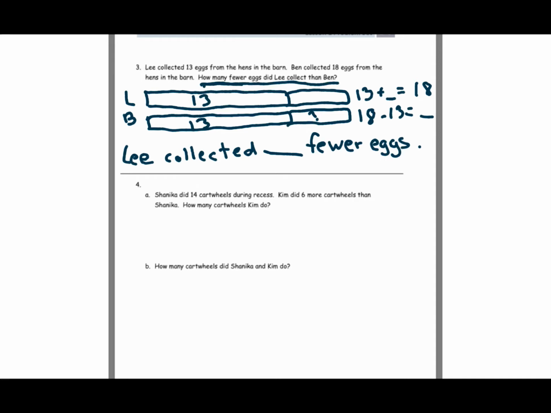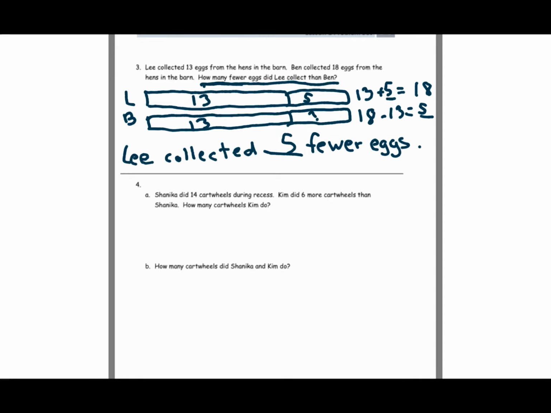Okay, boys and girls, I'll give you about a minute to write down the answer. Pause your tape. When you have the answer, you could write it on the line. Okay, boys and girls, thank you for starting your tape again. So my correct answer, 13 plus 5. Lee collected 5 fewer eggs than Ben. 13 plus 5 is 18, or 18 minus 13 is 5. Okay, so Lee collected 5 fewer eggs.